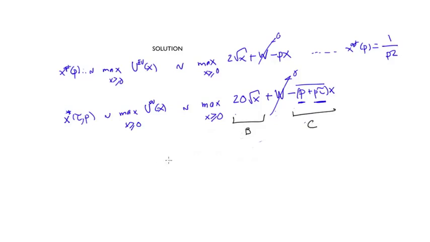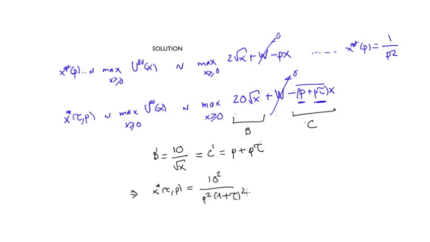So we're going to get that the first order condition, we're going to see that the marginal benefit function is equal to 10 over the square root of x. Now, because the marginal benefit at 0 is infinity, we're going to have an interior solution. So this is going to be equal to the marginal cost. And we know that the marginal cost is just p plus p tau. If you do a little bit of algebra, this implies that x star of tau comma p is equal to 100 divided by p squared times (1 plus tau) squared.